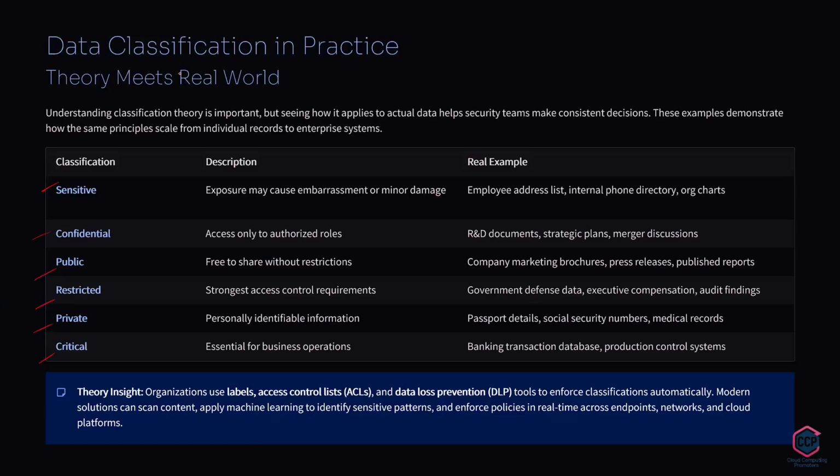Sensitive data is data whose exposure may cause embarrassment or minor damage, like an employee address list, internal phone directory, or organization chart. So, for example, let's take this: if an employee address list has been leaked, what would have happened?